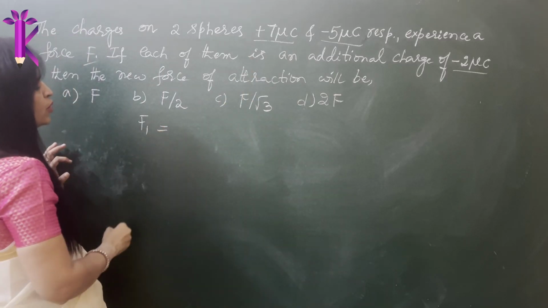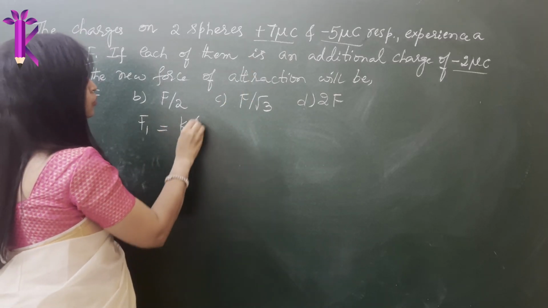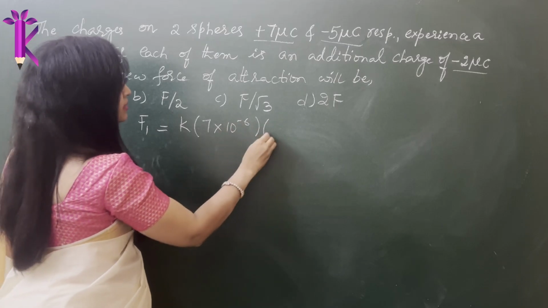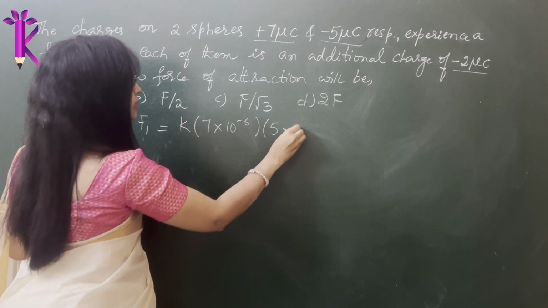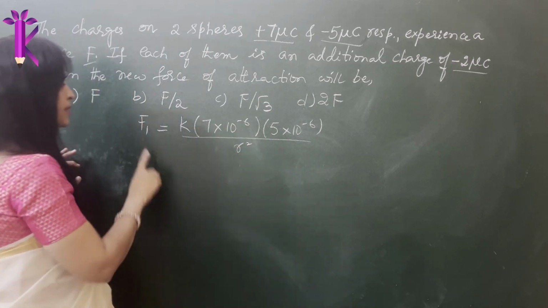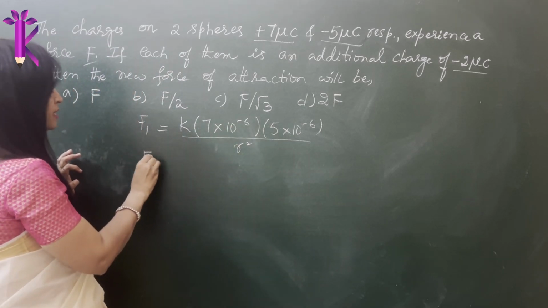So F1 will be equal to K into Q1, which is 7 microcoulomb, 7 into 10 to the power of minus 6, into 5 into 10 to the power of minus 6, whole divided by R square. We do not know the separation. You have some force. So what will be the new force now?